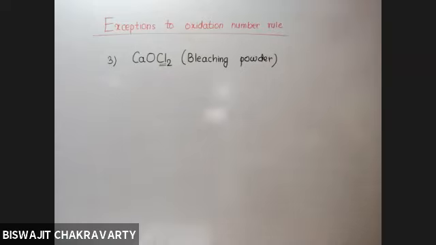Use the normal method. How much will you take for calcium? Plus 2, because calcium belongs to group 2, and in the rule I have already told you that group 2 elements lose 2 electrons and therefore they will be plus 2. How much is oxygen? Here the oxygen should not have any problem because it's a single oxygen, it has to be minus 2. So accordingly chlorine should come out to be how much?